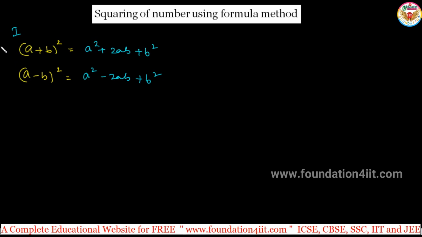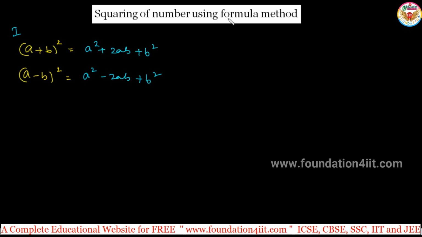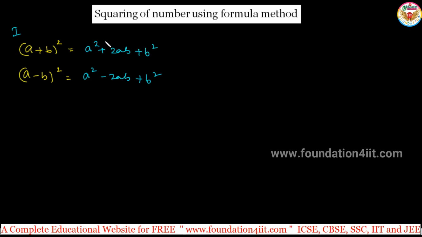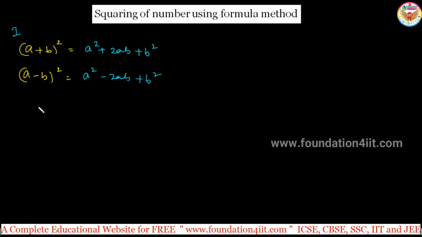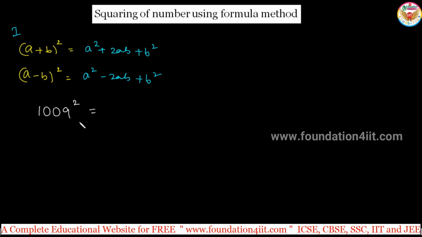For example, if there is a number whose square I cannot easily find, and which is very close to a power of 10, use this formula method, it will be easy. Power of 10 means if any number is close to 100, 1,000, 10,000 and so on, you can use squaring of a number using the formula method. It will be so easy to do. Let us take one example. The question is, what is 1009 square?